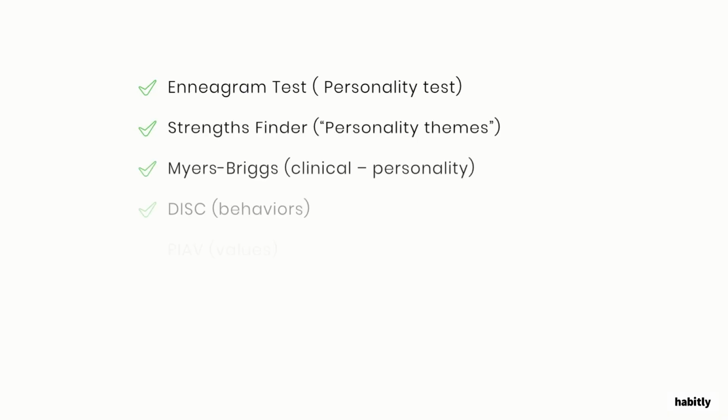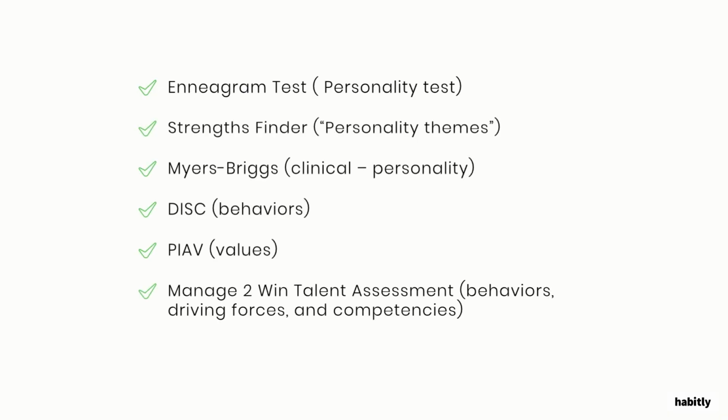There's the Enneagram. That was popular for a little while. It's more personality oriented. Strengths Finder was before that, and there were like personality themes. The Myers-Briggs been around forever, a little more clinical. There's DISC. People talk about DISC all the time, and that is the behavioral portion of the assessments that we use. PIAV is values, personal interests, attitudes, and values. That's the values or driving forces or motivators.